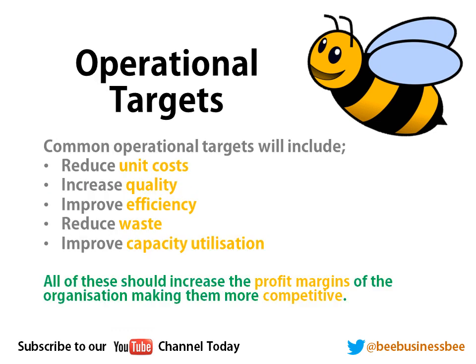So with an operation, they tend to set typical targets. Targets could include things such as reducing the unit costs, or it could be about increasing the quality. It could even be about improving the efficiency, reducing waste, or improving your capacity utilization. Now all of these in theory should increase the profit margins of the organisation and make them more competitive.